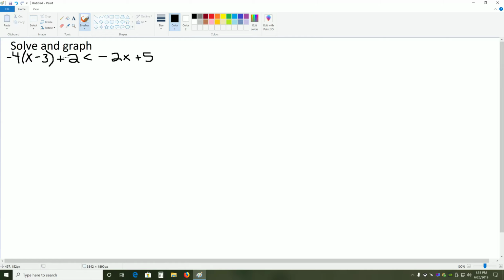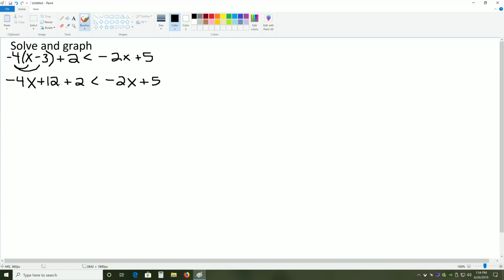Whenever we're dealing with one of these problems, we treat it almost exactly the same as if this were just an equal sign, except if we ever divide or multiply by a negative number. So first thing, we're going to distribute this negative 4 to start solving for that x. We get negative 4x plus 12 when we multiply negative 4 to the x and to the negative 3, all plus 2 is less than negative 2x plus 5.